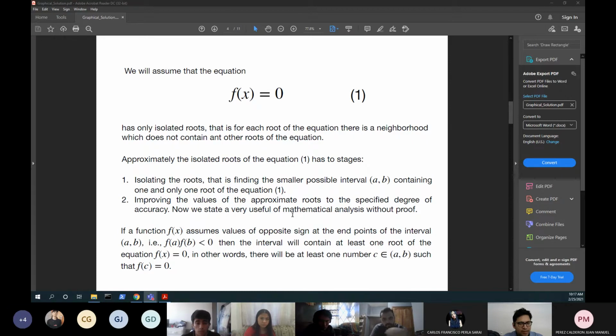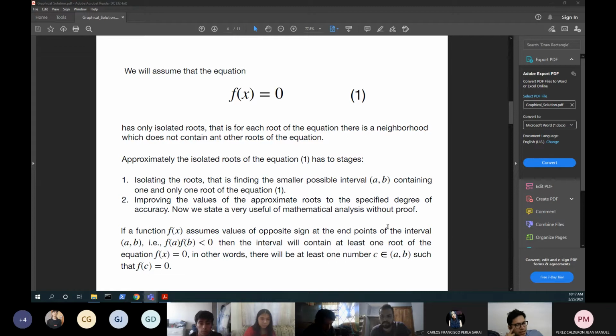Now we state a very useful mathematical analysis without proof. So what we're going to do, of course, is that we actually have the plot of the function. With our eyes, just visually, we're going to say, okay, this graph or this line intersects the y-axis at this point. At this point, I would say it's 2.5. So by eye, just using your eyes visually, you will identify the root.